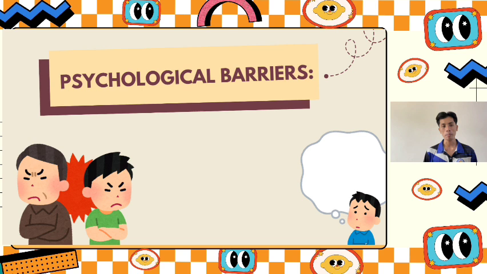The last example for psychological barriers is prejudice. Pre-existing biases or prejudices can significantly distort the listener's interpretation of the speaker's message. The listener may hear only what confirms their existing beliefs and ignore contradictory information.